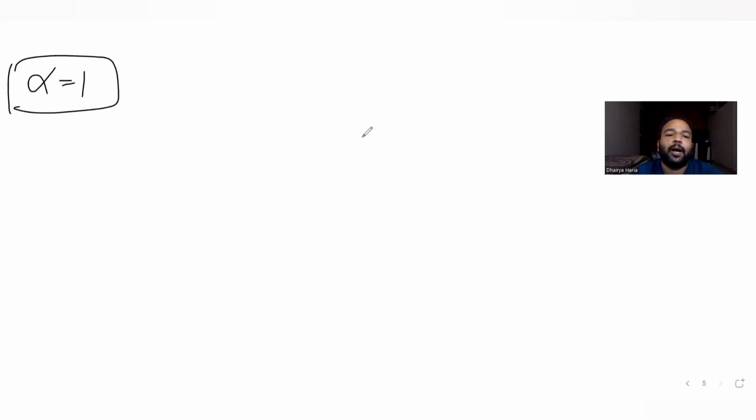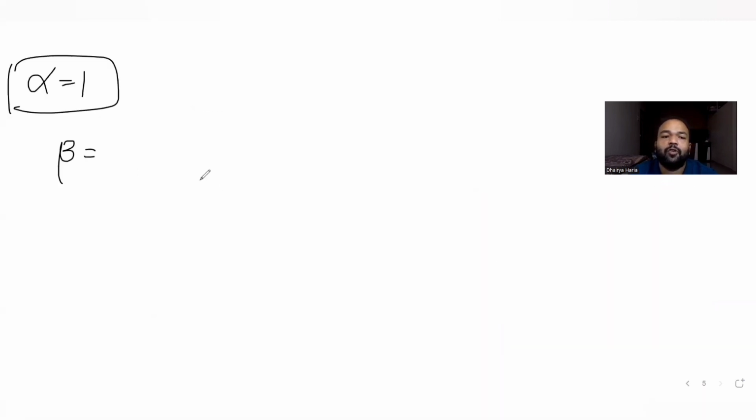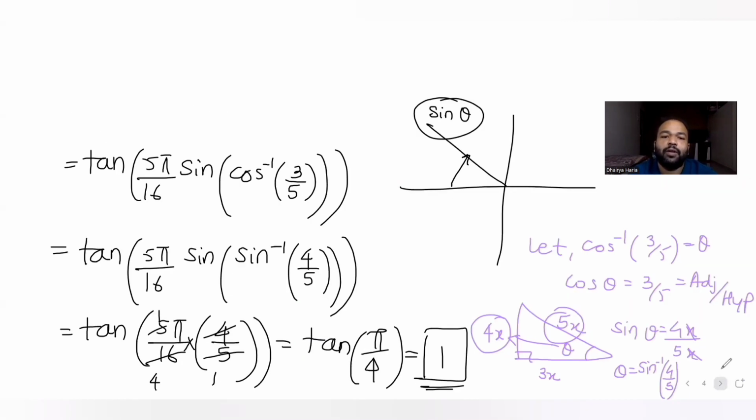Let's talk about beta a bit. Beta, in this case, is cos of sine inverse 4 by 5 plus sec inverse 5 by 3.